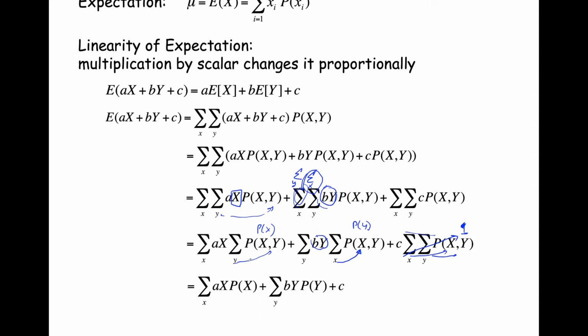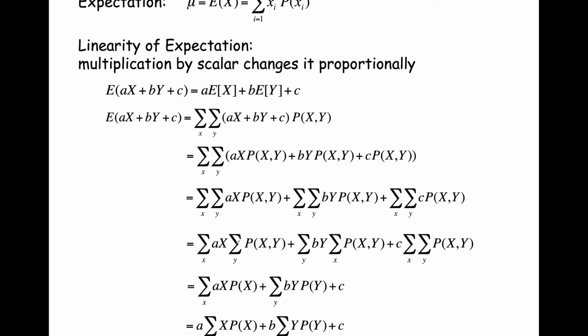So what that leaves me with, I have my summation x, I have my ax, and this now becomes the marginal probability p of x. I have my sum with respect to y, I have my by, that comes down, and this becomes the marginalization. I marginalize out x, so that's times p of y, and then I have c times 1, which is just c.